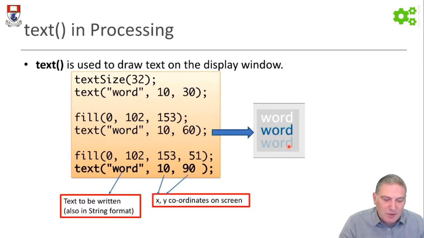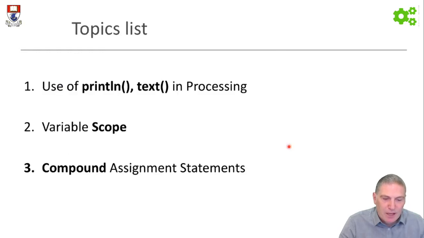So we have the text to be written and the x and y coordinates where you see them on the screen. Okay, so use of the print line and text function.